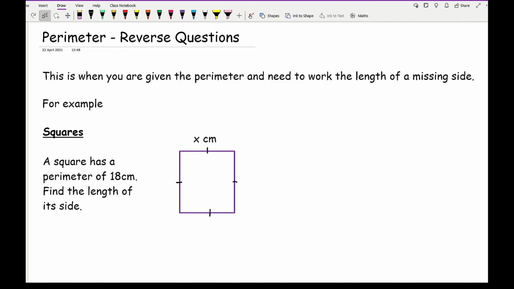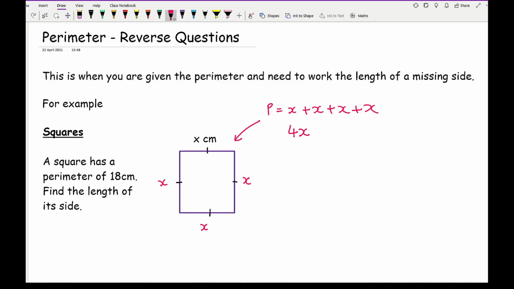So the first one we're going to look at is this one. It says that a square has a perimeter of 18 centimeters and we need to find the length of its side. For this we know that a square has got 4 sides and that each of the sides are the same. So if one side is x, then the other 4 sides are going to be x. Now to work out the perimeter of a square, we add the 4 sides together, which is going to give me a total of 4x.